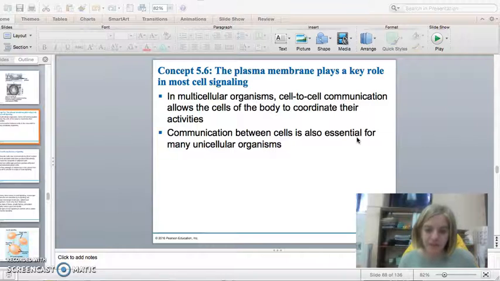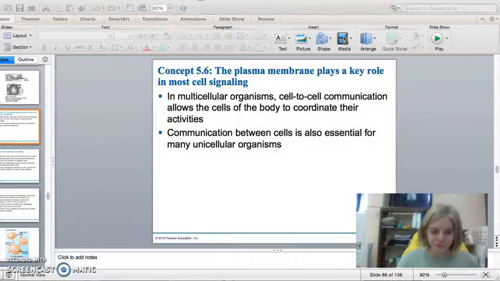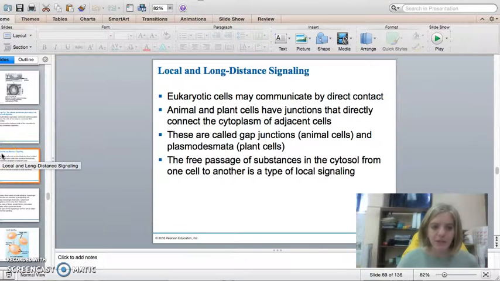And this is very, very important because for multicellular organisms, this cell-to-cell communication is what allows the different cells in the body to talk with each other. But for unicellular organisms, they also need to be able to communicate. So when we think about cell communication, there is actually two different types.